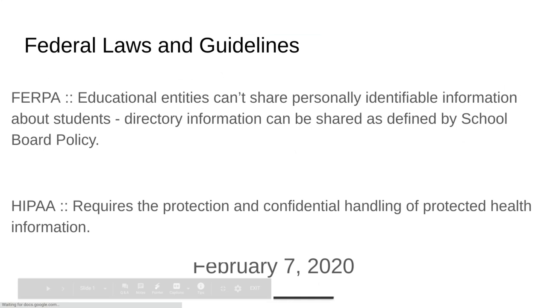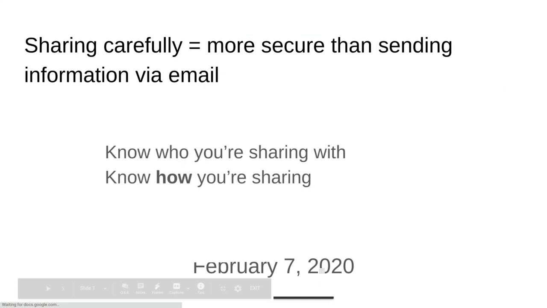FERPA says that we are not allowed to share personally identifiable information about students outside of directory information. Our directory information, and that of our districts, is usually defined by their local school board policy. HIPAA is the other one, and that says that any of the health information that we have about kids can't be shared outside of the people that really need to know it. So we're going to talk about those two laws a little bit more in terms of the actionable part of what we have to be doing and the most secure way to share that information, because it's necessary.